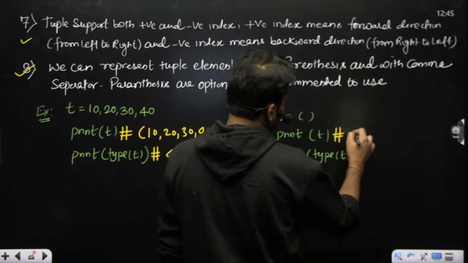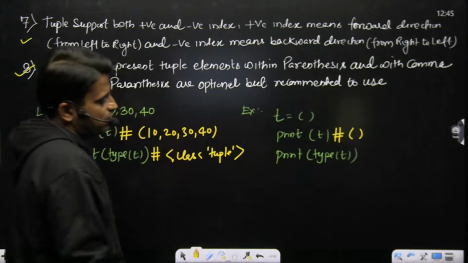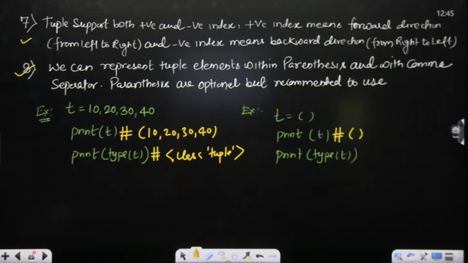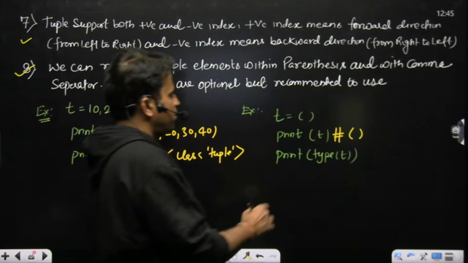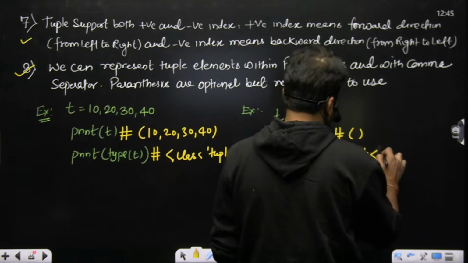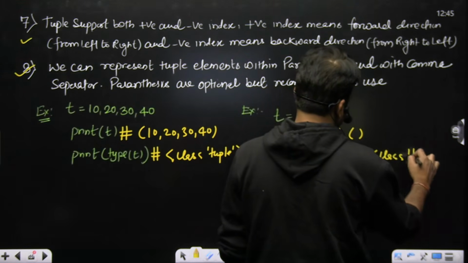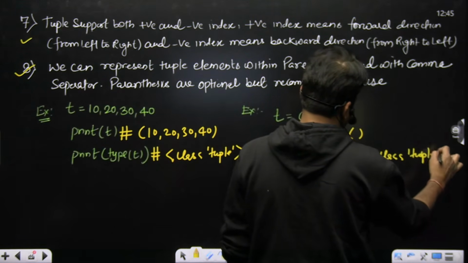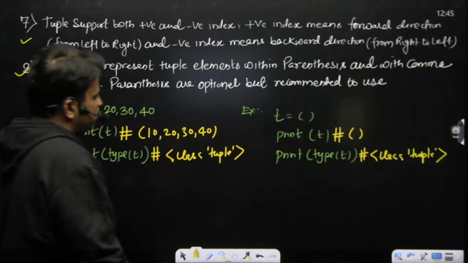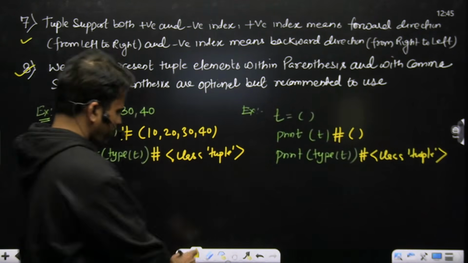T equals this one. So what does it print, sir? This is an empty tuple. Okay, this is an empty tuple. Class tuple.